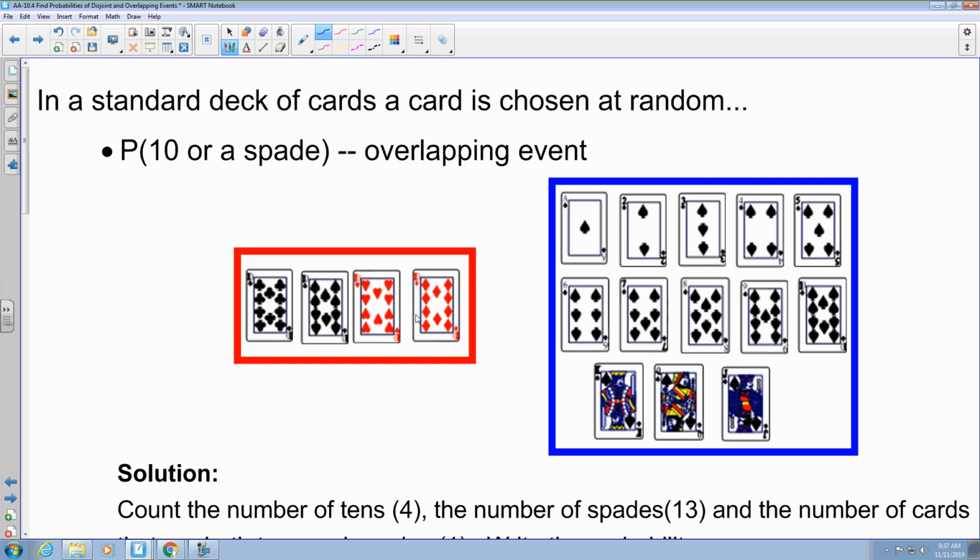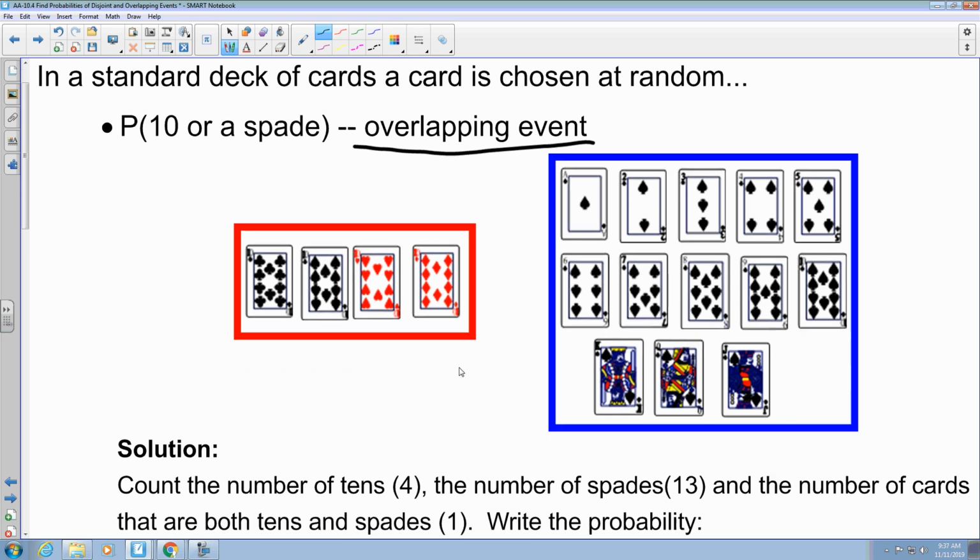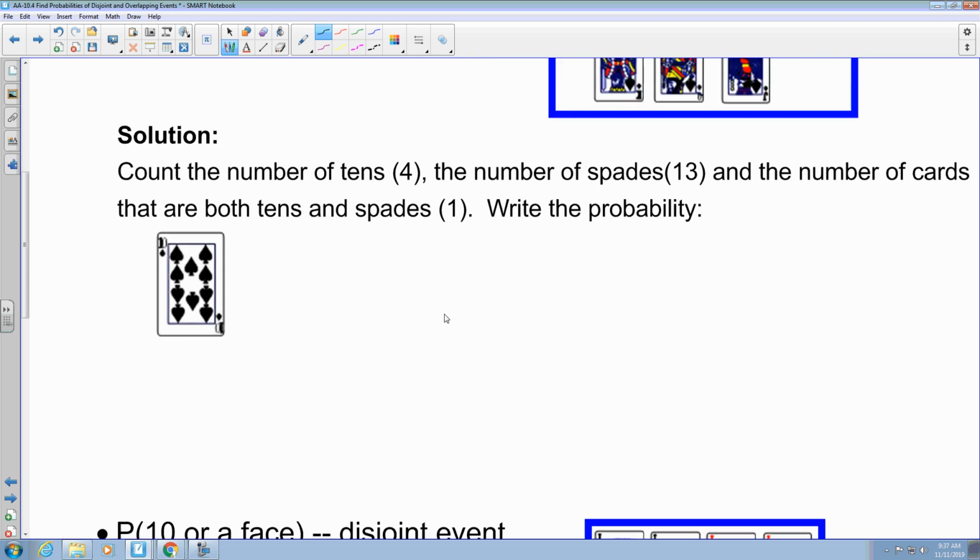We want to know the probability of selecting a 10 or a spade. Selecting a 10 or a spade is an overlapping event because there are some cards that are 10s, and there are also some cards that are spades, and there are some cards that are both 10 and spades. So we have to take that into account. To look at the solution, we know that there are 4 10s and 13 spades, and there is one that is both the 10 and the spade.